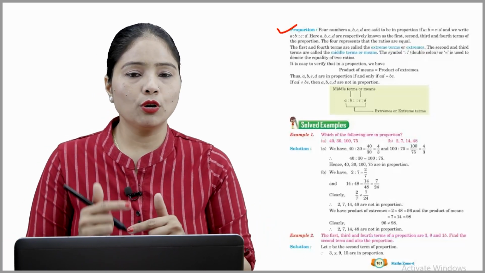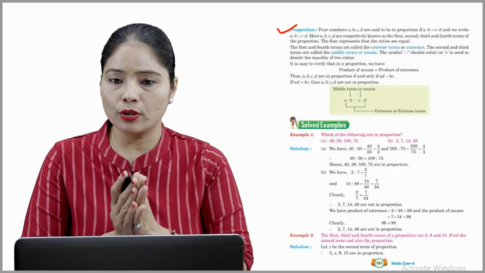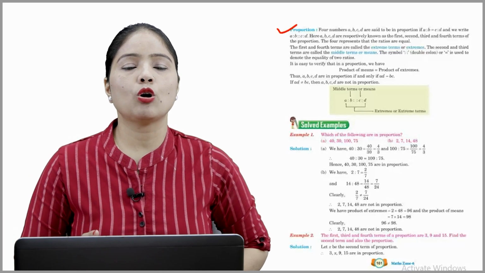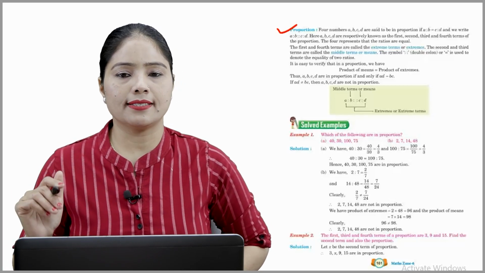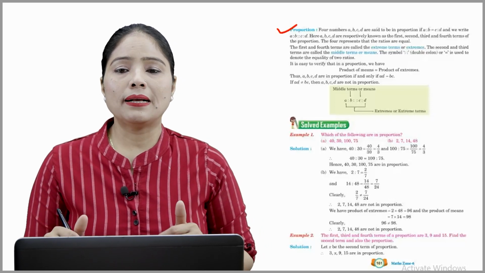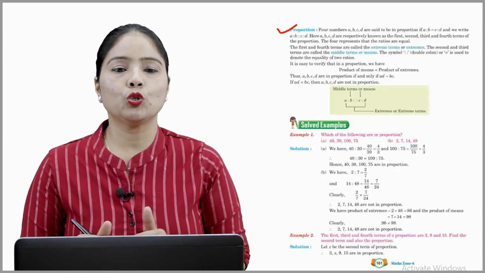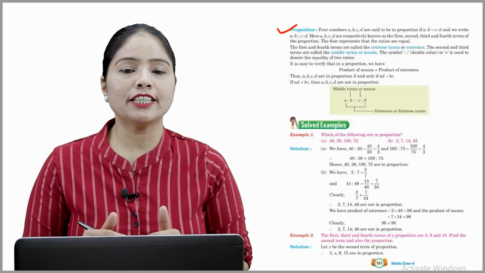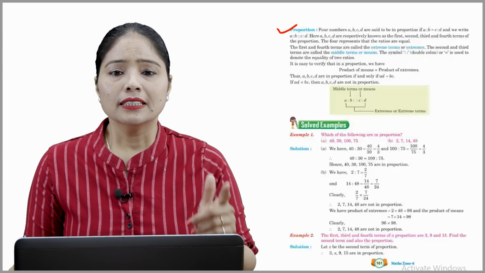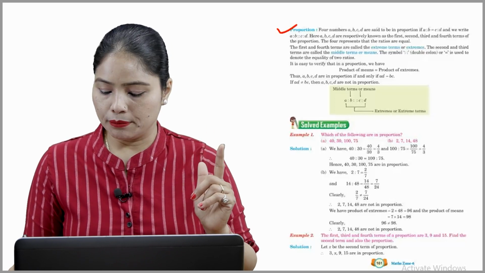The first and the fourth terms are called extreme terms. The second and the third terms are called the middle terms or means. The symbol, these four dots, double colon or equal to, is used to denote the equality of two ratios. Okay beta, I hope you understood well extreme terms and middle terms.